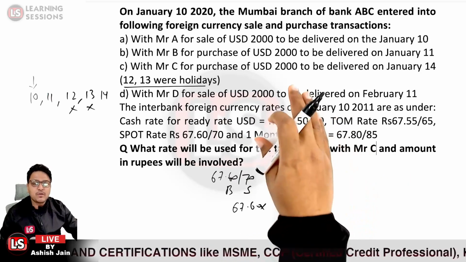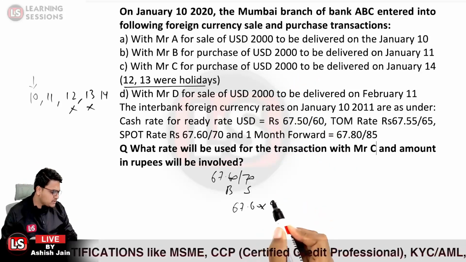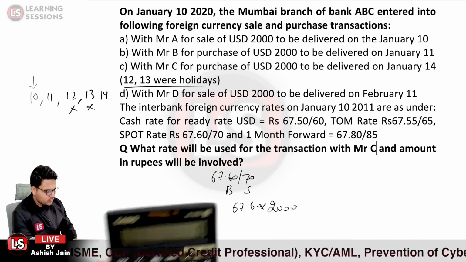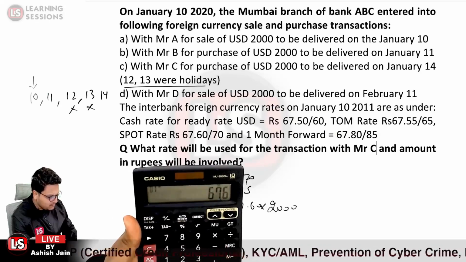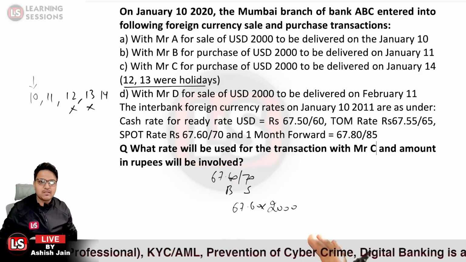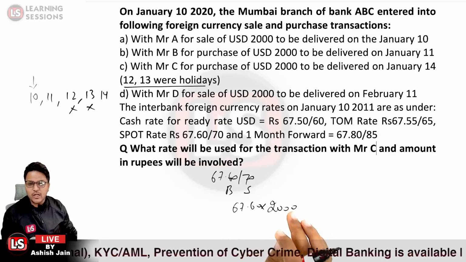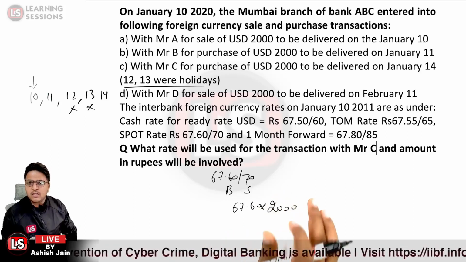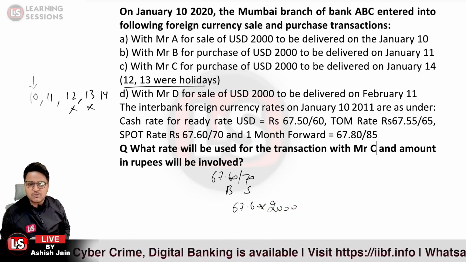And what is the transaction amount? It is related to 2000 USDs. So again, multiplying it by 2000. What will be the answer over here? It will be 67.60 multiplied by 2000, that is 1,35,200. That will be the answer. The important point is what rate will be applicable: it will be the spot rate which will be applied in this particular case.